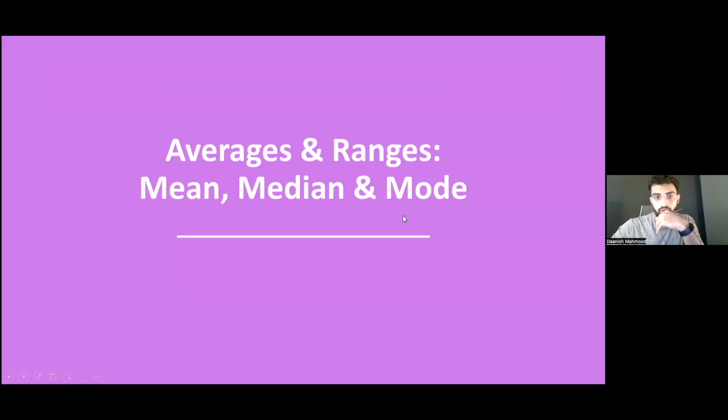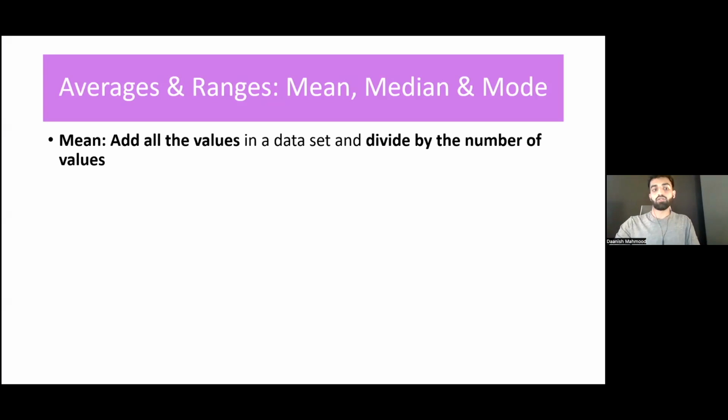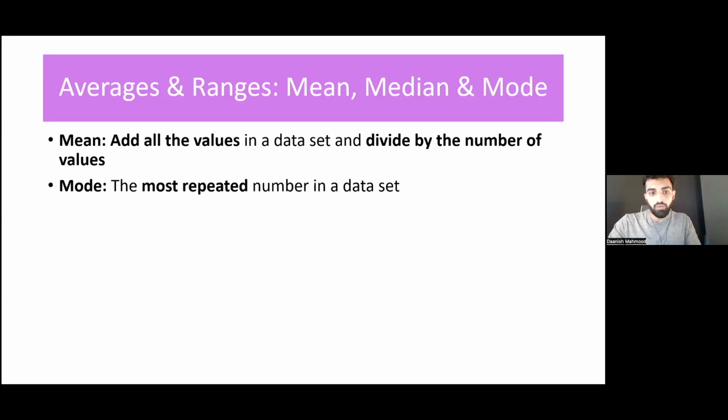Okay, next section is averages and ranges: mean, median, and mode. I'm sure everyone's heard of these. The mean of a set of data: you add everything together and divide by the number of values. If I have 10 values, I add them all together and divide by 10, that gives you the mean. The mode is the most repeated number in a data set. So if a group of students pick their favorite color, the color with the most votes is the mode.